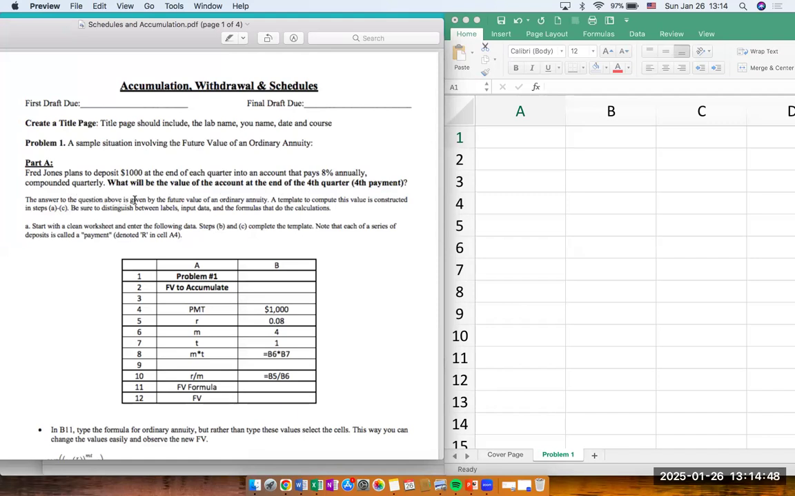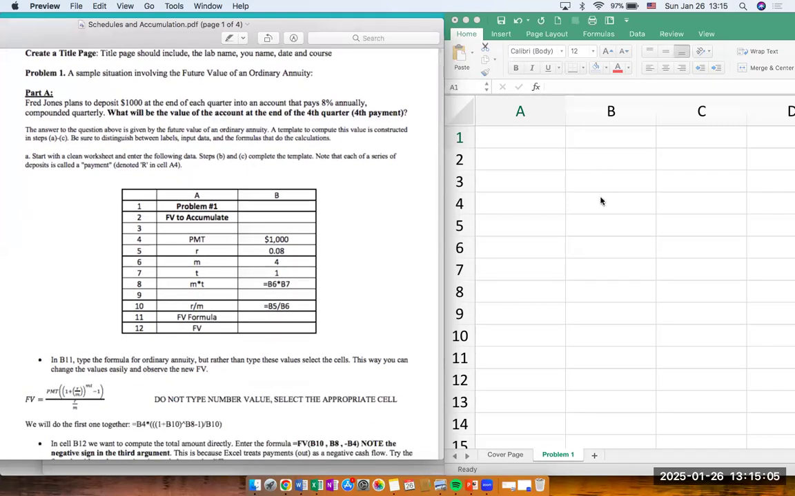So to answer the question above, which is given the future value of an ordinary annuity, the template below here is to compute this value constructed in steps A to C. Be sure to distinguish between labels, input data, and formulas to do these calculations. So it says start with a clean worksheet, which we have here, and enter the following data. So steps B and C complete the template. Note that each is a series of deposits called P. So R denoted in cell A4.